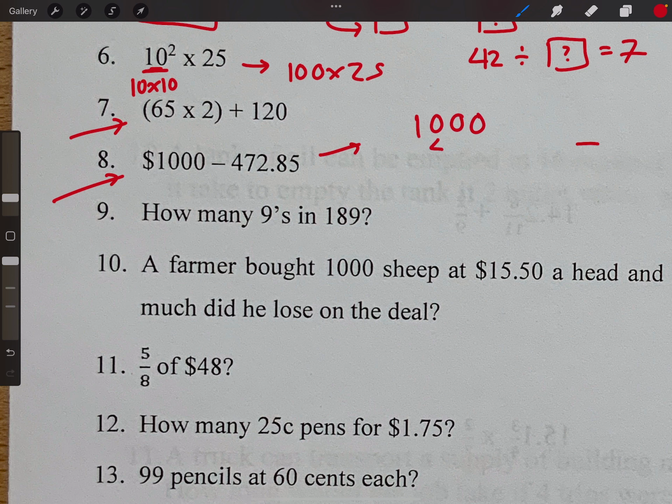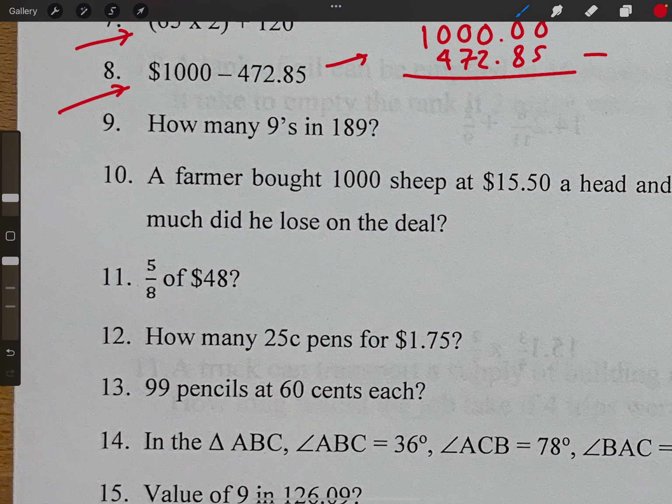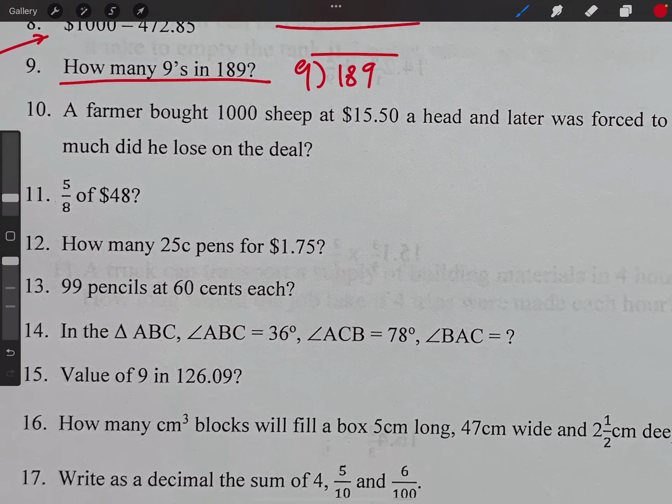Take away 472.85. So let's put in the decimal place for that one. There you go, minus it. How many 9s in here? So do a division. 189 divided by 9. Work it out.